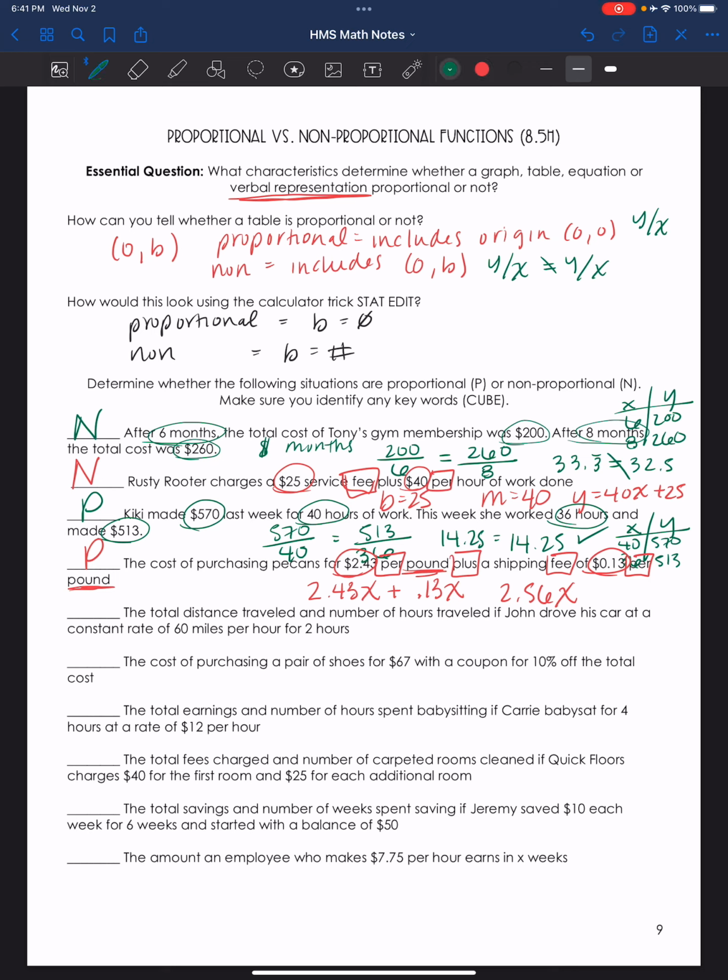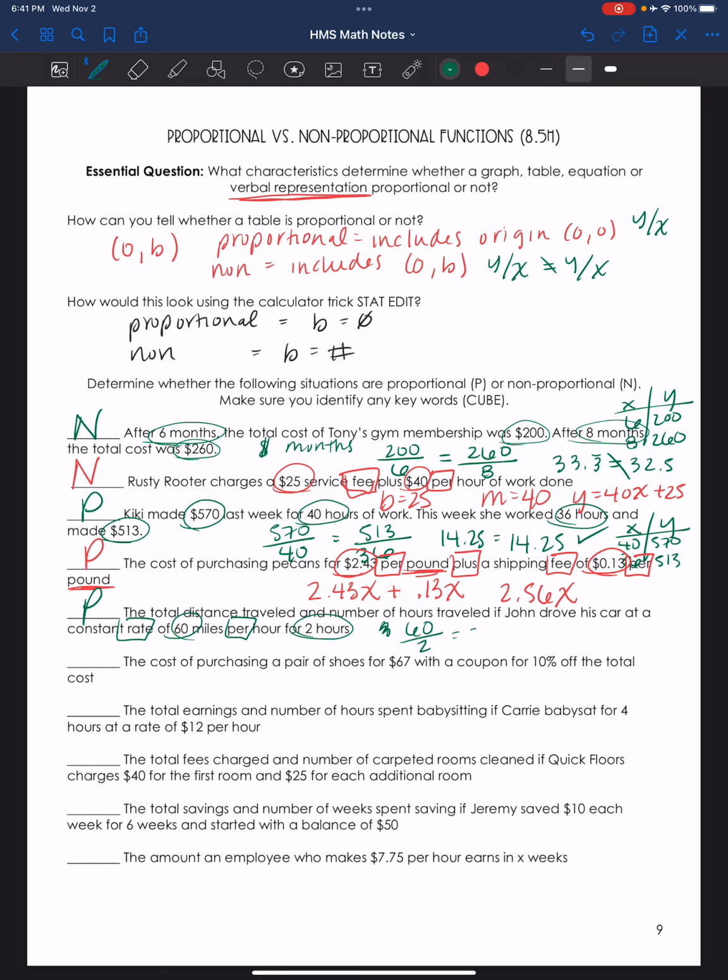The total distance traveled and number of hours traveled if John drove his car at a constant rate, there's a keyword, of 60 miles per hour for 2 hours. So he's driving at a constant rate of 60 miles per hour for 2 hours, which means he went 120 miles. And the fact that it's constant and I don't have an additive, this tells me it's proportional.